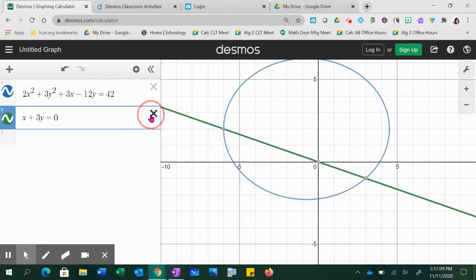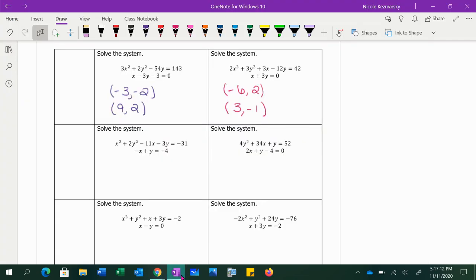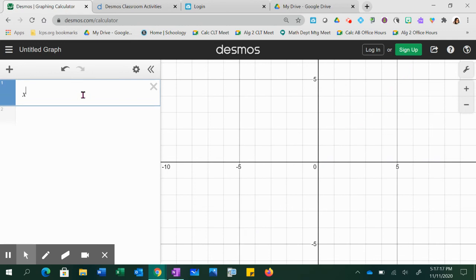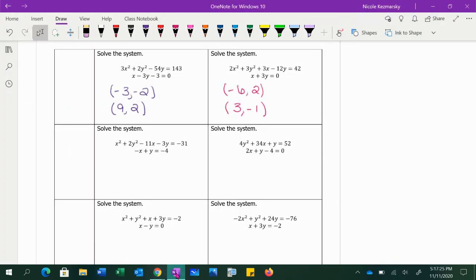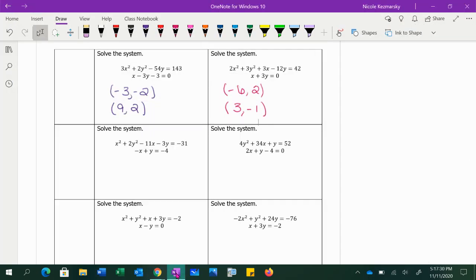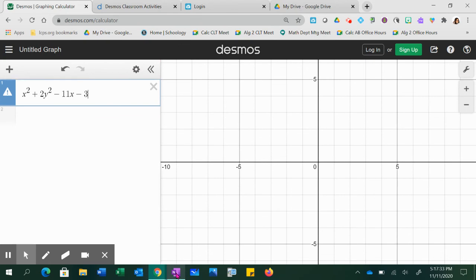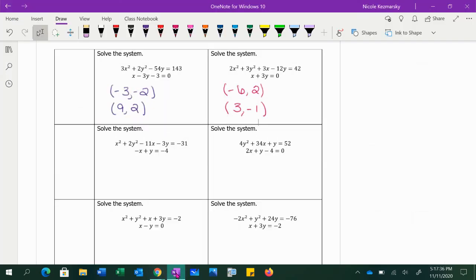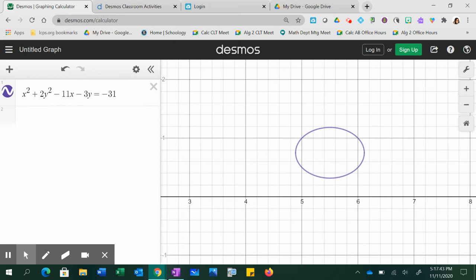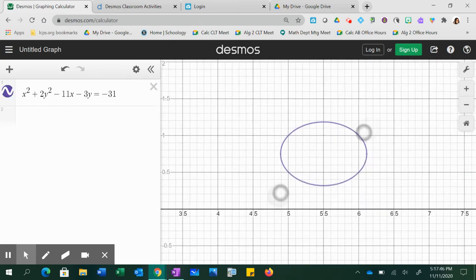Let me go in and clear out Desmos. And I'm going to type in x squared plus 2y squared, and then we're going to say minus 11x minus 3y equals -31. So we've got a little tiny ellipse all the way over here. So let's zoom in on that guy, make him a little bit bigger. There we go.